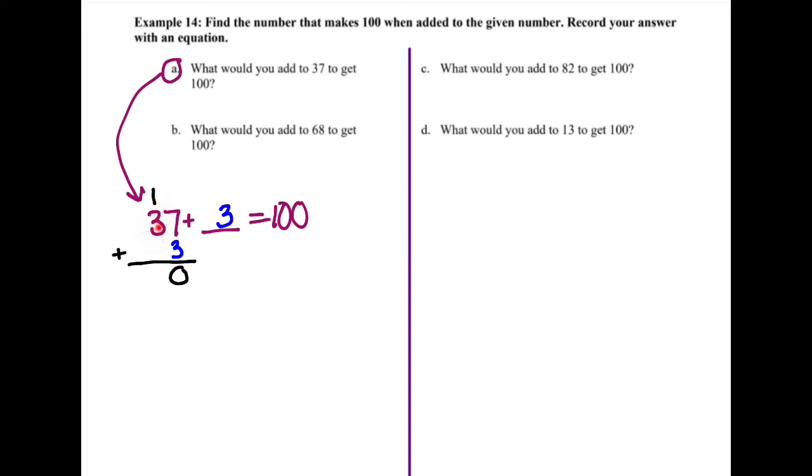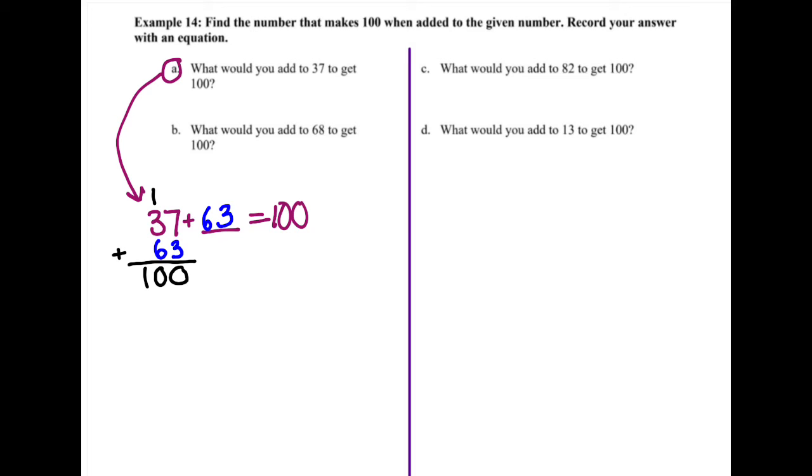Already I have 4. So what do I need to add to 4 to get to 10? 6. Okay, so that gives you a 10. So 63 is my answer.